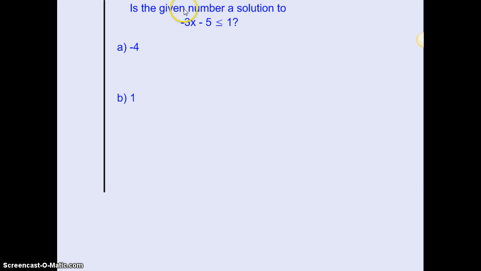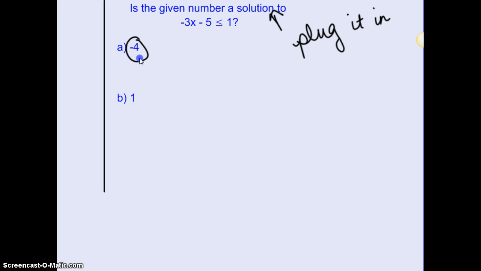Here we go. Is the given number a solution to negative 3x minus 5 less than or equal to 1? And would you actually write this down so you could go back later and figure out if you had a question, how do I do this? So then thinking, is it a solution to, what do you have to do? You do a substitution, or you just plug it in. Right, you'll be singing that all day. But seriously, you just plug it in when they ask, is it a solution?